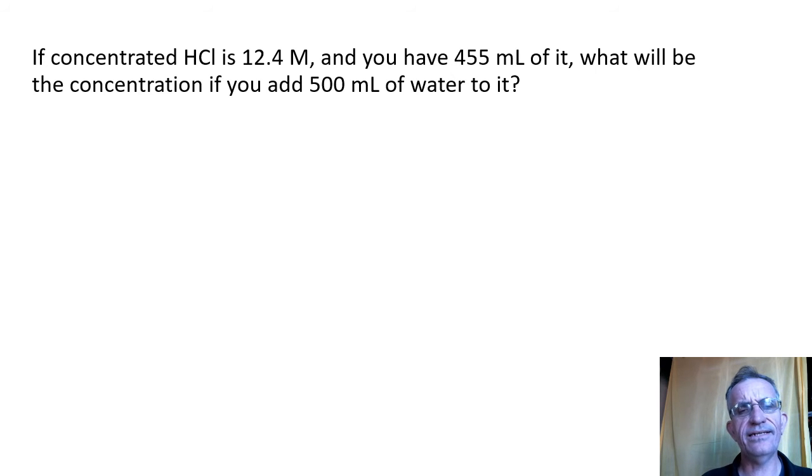If concentrated hydrochloric acid is 12.4 molar and you have 455 milliliters of it, what would be the concentration if you add 500 milliliters of water to it?